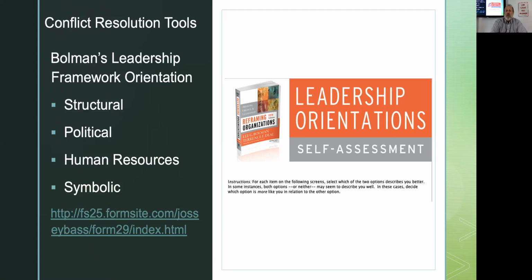Idealistically, you should be equal if you can, or strong in all of them. And that only comes through purposeful study and self-learning. And so I recommend that you take the leadership orientation assessment and then get the book to find out how to strengthen your strengths and shore up your weaknesses.